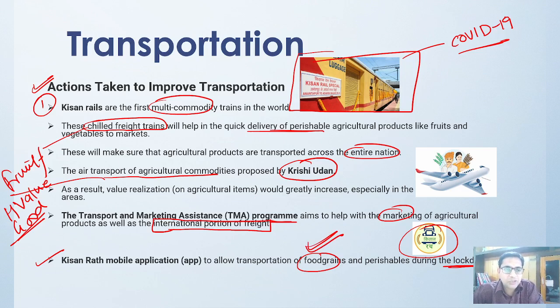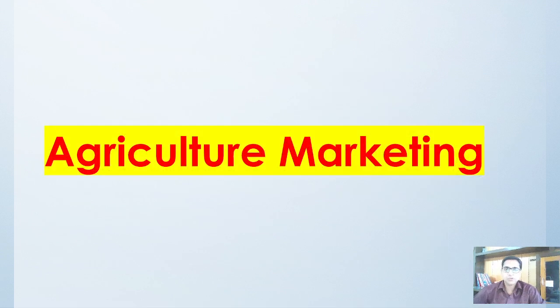So the government is making all the effort, but effort is also needed on the side of farmers, on the side of society, and everybody. This transportation network we have to utilize in the most efficient way we can. So this is all about transportation that we wanted to talk about. Now we are moving into agriculture marketing, the next topic.